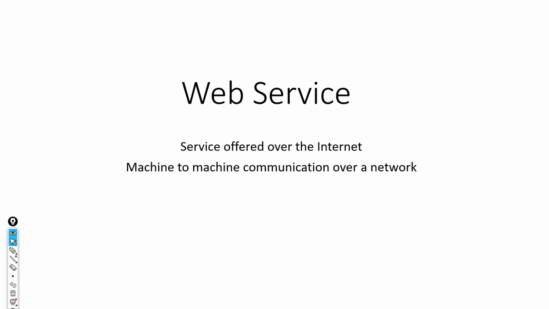What is a web service first? It's a service offered over the internet. What service is offered over the internet? It sends data over the internet through some communication. I will go through what type of communication and how data is sent. It's machine to machine communication, like application to application communication over the network. A web service is a service offered over the internet, where one machine talks to another machine and gets the data, or an application talks to another application and gets the data.